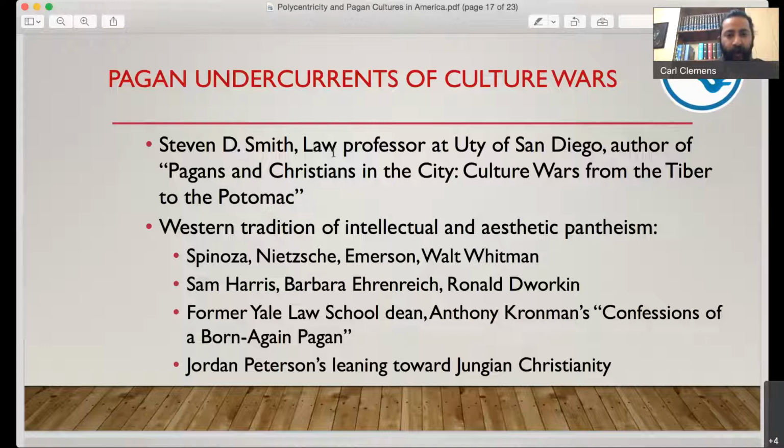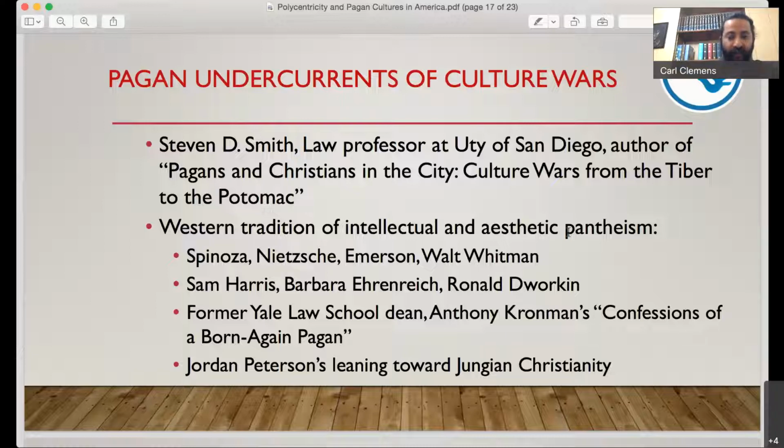So Stephen Smith, law professor at the University of San Diego, the author of Pagans and Christians in the City: Culture Wars from the Tiber to the Potomac, says that a lot of Western culture that came out of the Renaissance and the Enlightenment, things like democracy, separation of church and state, multiculturalism, pluralism, and so forth that we talk about today, are fundamental tenets of pagan culture, and these ideas came out of pagan philosophies that influenced the Enlightenment. So why not have paganism come out of the shadows now and take the seat that is currently empty, which is a kind of civic religion that America needs.